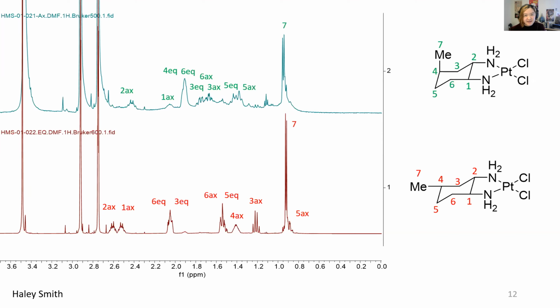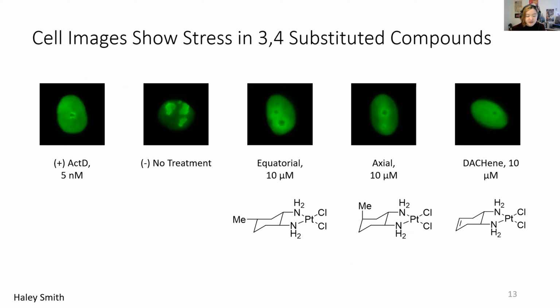So while there is a slight concern about minor products in our products, which would just be the other conformation, right? We're not worried that it's going to affect our data at all. As you can see, both of these NMRs are distinct. And so any minor product that is present is in small enough quantities that it's not detectable by proton NMR. So it's not going to be in large enough quantities that it'll be able to cause nucleolar stress on its own. So we're not worried about it affecting our data at all.